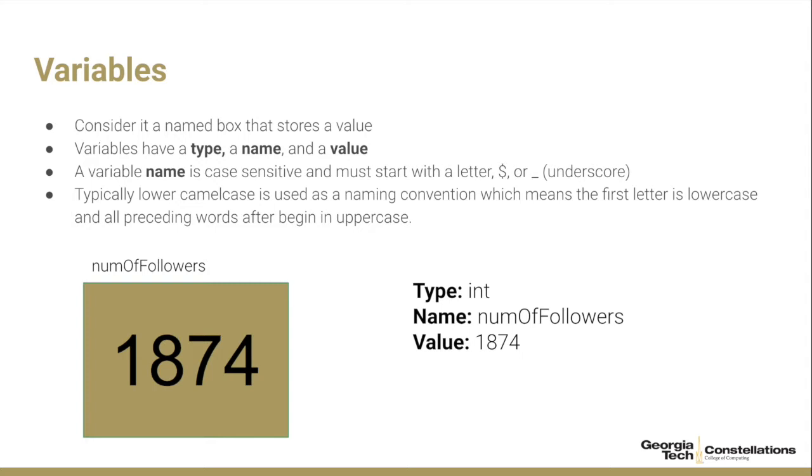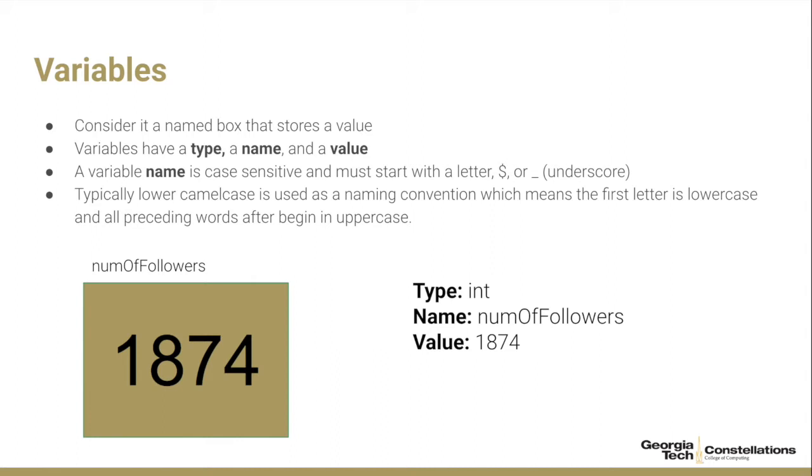Typically, we use lower camel case when we're naming our variables in Java, which means the first letter in the word is lowercase and all words after begin in uppercase. So in the example I have here, numOfFollowers, the num, which is short for number, starts with a lowercase letter, and then all following words, Of and Followers, start with uppercase letters.